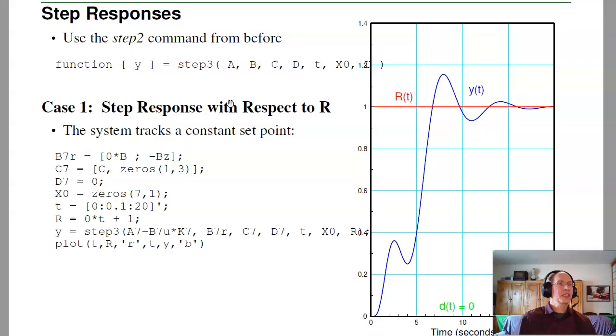and I can check the step response. The step response would be as follows. I'll form the closed loop system. That's your A minus B times Kx, B with respect to r, and C, since I'm looking at the output, and D is just 0. T is your time vector. My initial conditions are 0, and my set point is just 1, r. Plot the step response with respect to a step, and you get the following. The red is my step, and the blue is the output.